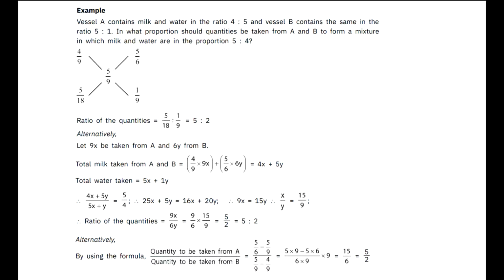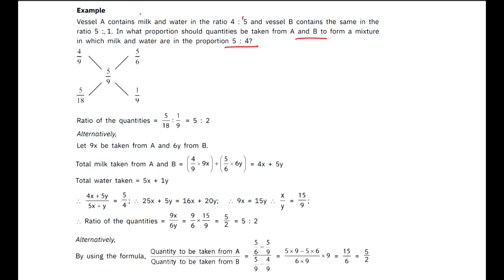Now take an example of a container A which contains milk and water in the ratio of 4:5, and another vessel B which contains the same, that is milk and water only, in a different ratio 5:1. So in what proportion should the quantities be taken in A and B to form a mixture in which milk and water will be in the proportion of 5:4?